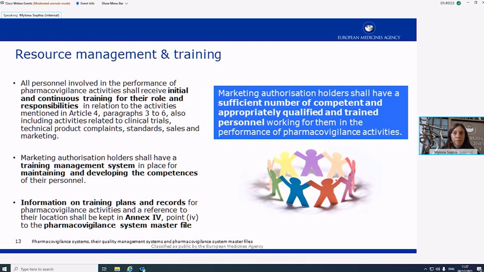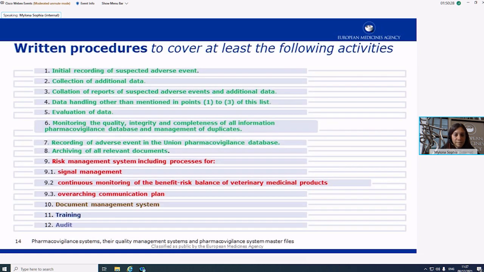So it is important that you plan this and look holistically, and that's why you are asked to have a training management system. It shouldn't be complicated, but it should look at what is needed to maintain and develop the competencies and ensure everyone is trained for their role. And these training plans and records to prove that this was done should be in the pharmacovigilance system master file. We will look at this later on. If you go to the next slide, please.